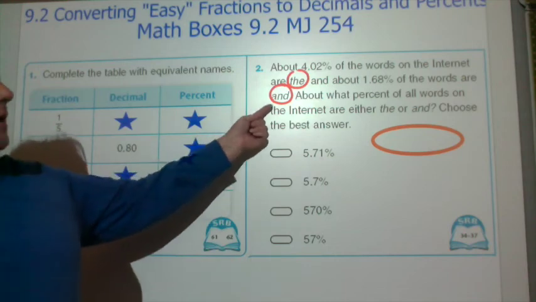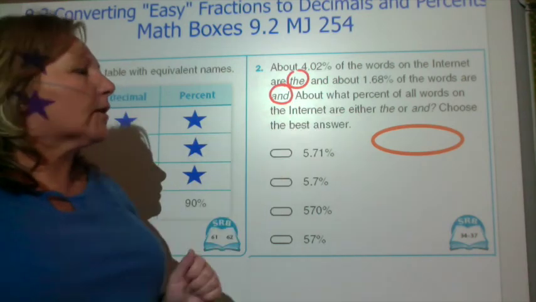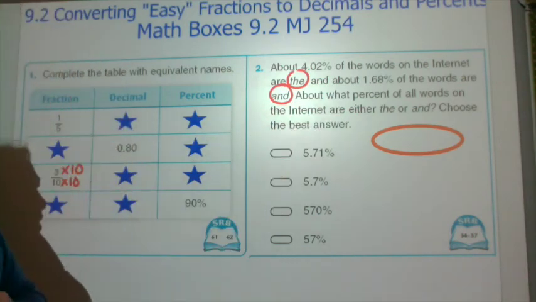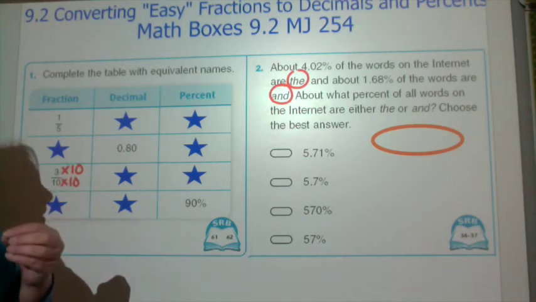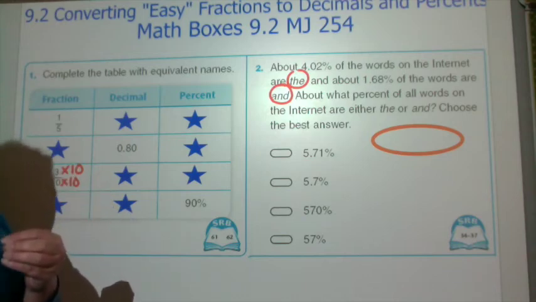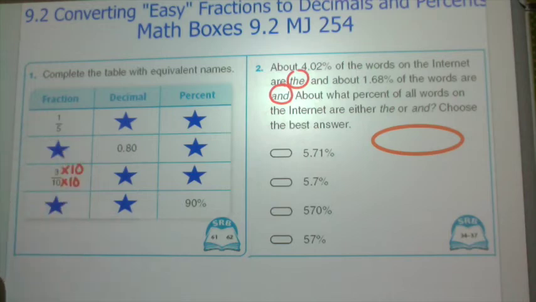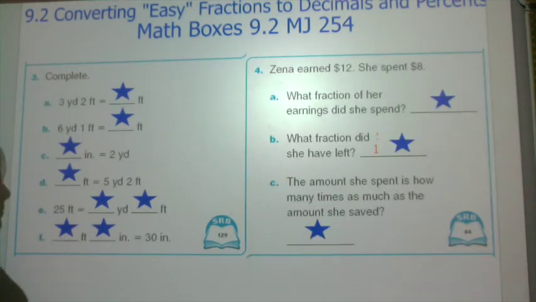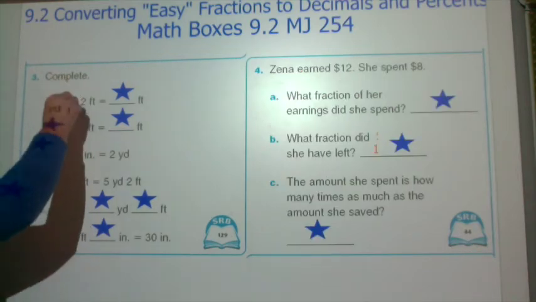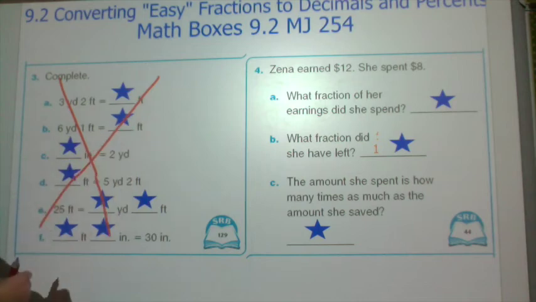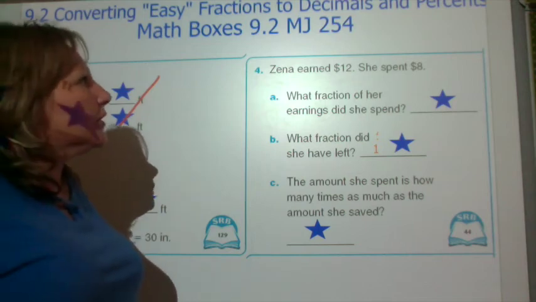Look at what they're asking. About what percent of all words? So we want to know what all words, the and. We're probably going to add those. Make sure you line up your decimals. Number 3. We are going to skip number 3 for right now. Cross that one out.